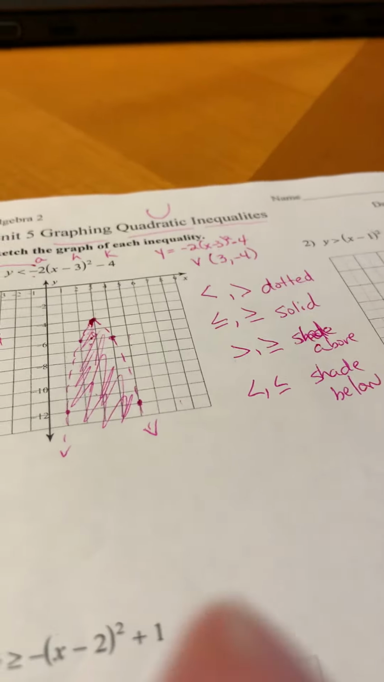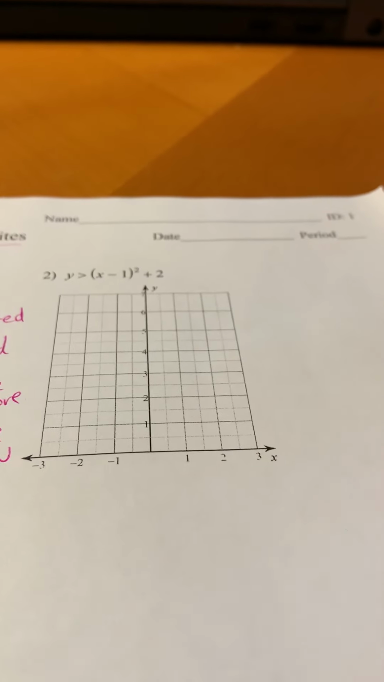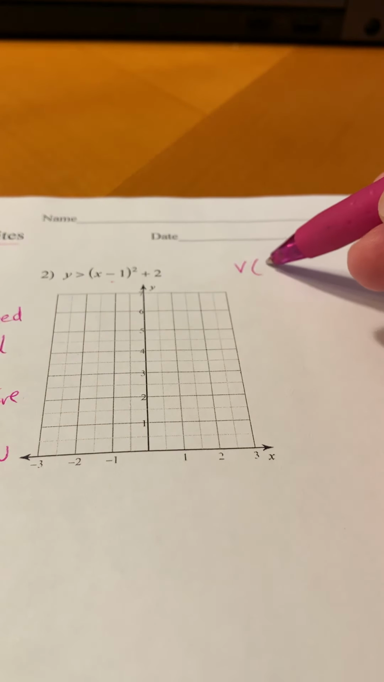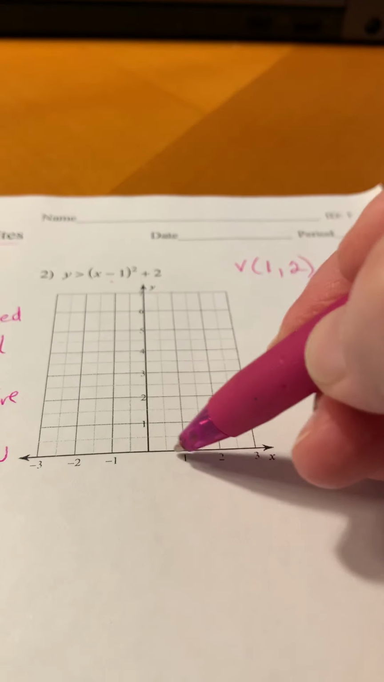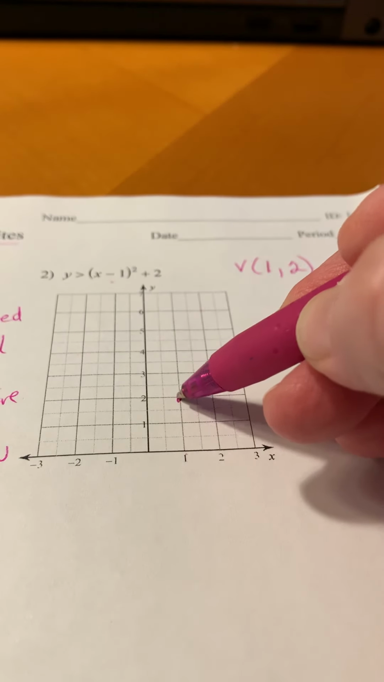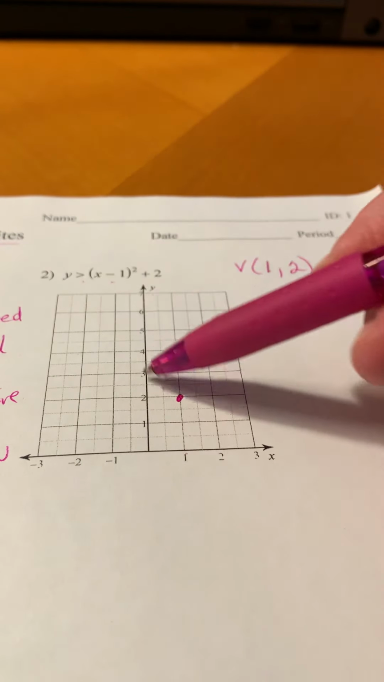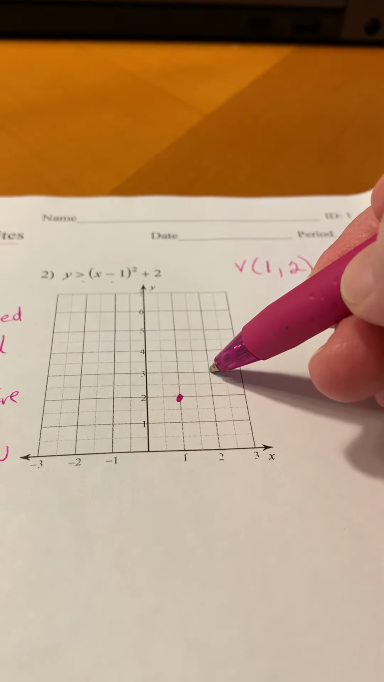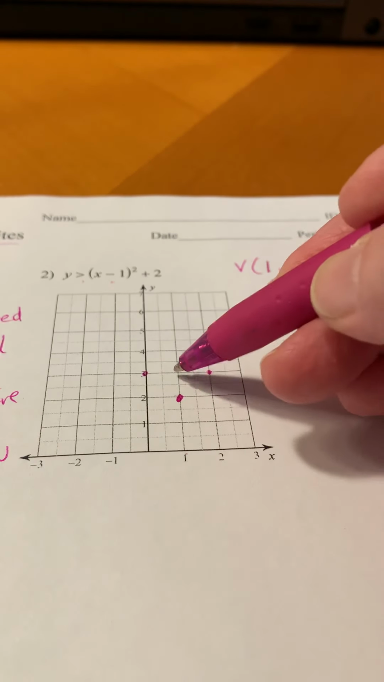Let's look at number 2. Move this over just a little bit. Okay, my vertex is going to be at, this is negative, so that means my x value is going to be positive 1, and then 2. So 1, 2, that's my vertex. My A is just 1, so it's going to face up, and it's not going to be stretched or compressed. So we can get our first point just up 1, over 1.